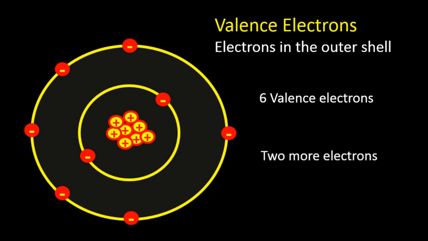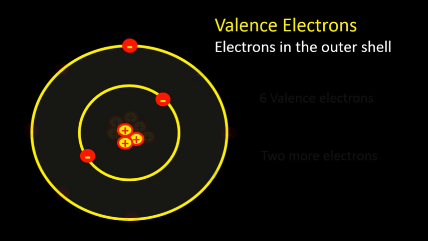So this atom is looking for 2 more electrons to satisfy that rule, and once it finds those 2 more electrons, the atom becomes more stable. Another way this can happen is in this example, where this atom only has a single electron in its outer shell.